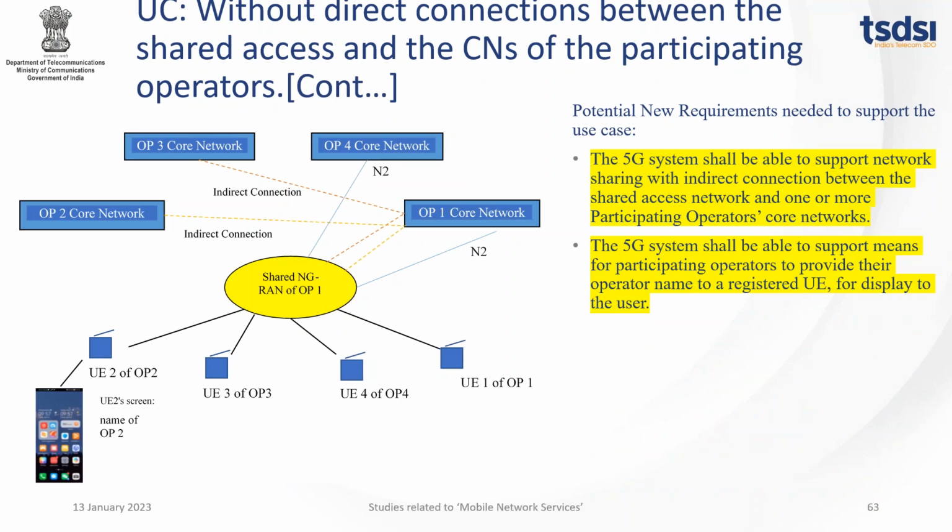Because of this, there can be two possible requirements. The 5G system shall be able to support network sharing with indirect connection between the shared access network and one or more participating operators' core network. The second one is the 5G system shall be able to support means for participating operators to provide their operator name to a registered UE for display to the user. Going forward, for all other cases, I will not read out the potential new requirements for each use case. They have been highlighted. I request you all to please go through those requirements in detail. Next slide, please.